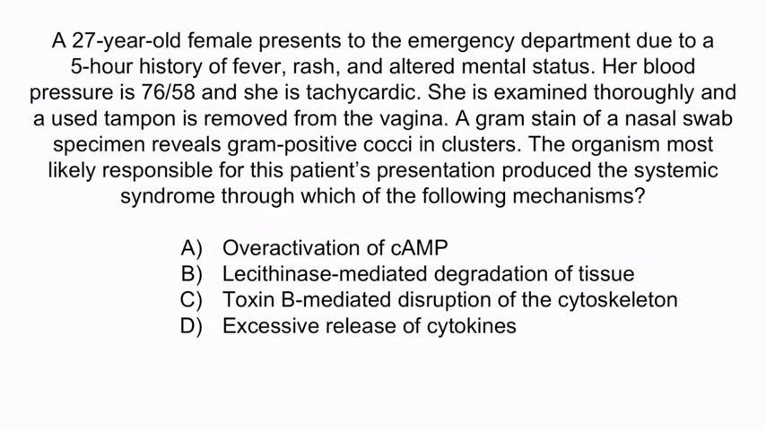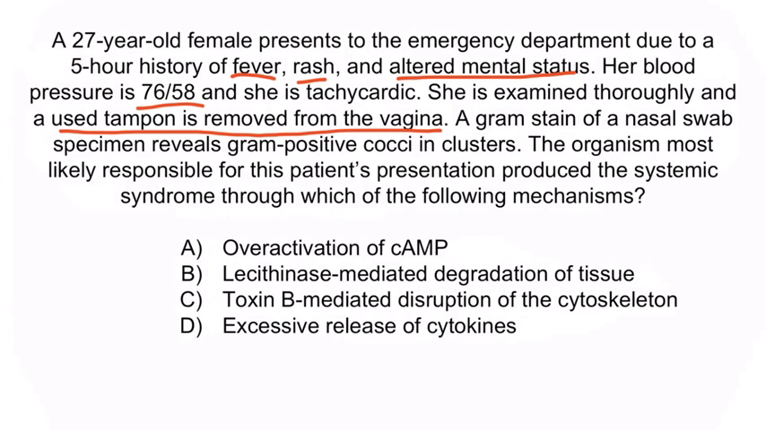Hopefully from the question stem, you notice that this patient has toxic shock syndrome, which can be deduced based on the fever, rash, altered mental status, hypotension, and the presence of a used tampon in the vagina. All of this information, along with the gram stain from the nose, is plenty of information to conclude that the organism we're dealing with is Staph aureus. With this in mind, we're asked about the mechanism of toxic shock syndrome.